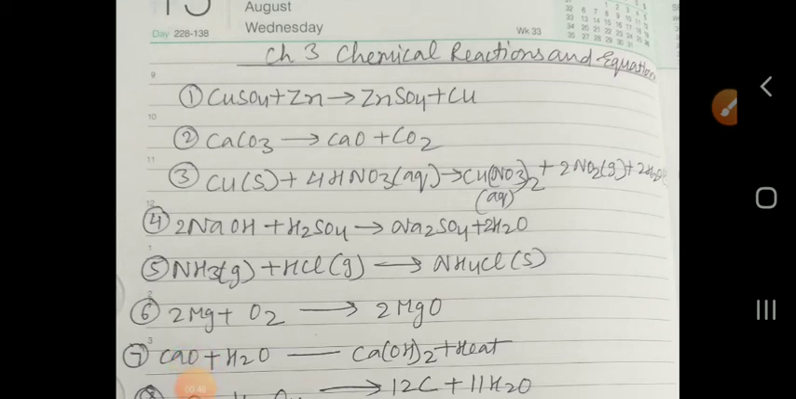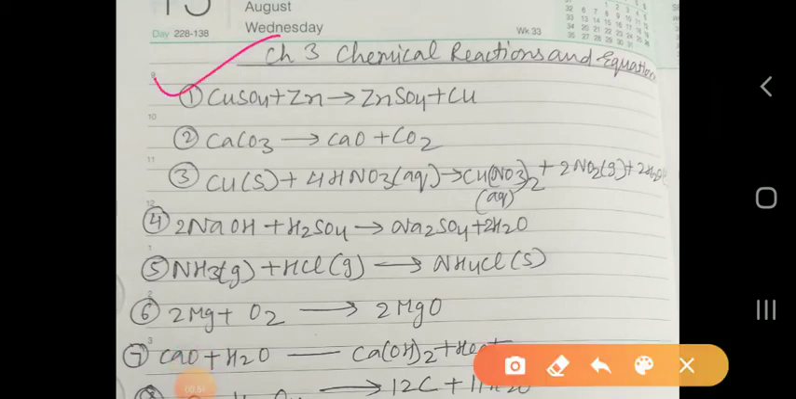Let us see some chemical reactions, students. The first reaction is CuSO4 plus Zn. Zn is zinc and CuSO4 is copper sulfate. When they react, they form ZnSO4 plus Cu. Here zinc sulfate is formed, as well as copper. This is because the ionic bond present in the copper sulfate breaks, and due to that the ZnSO4 is formed.